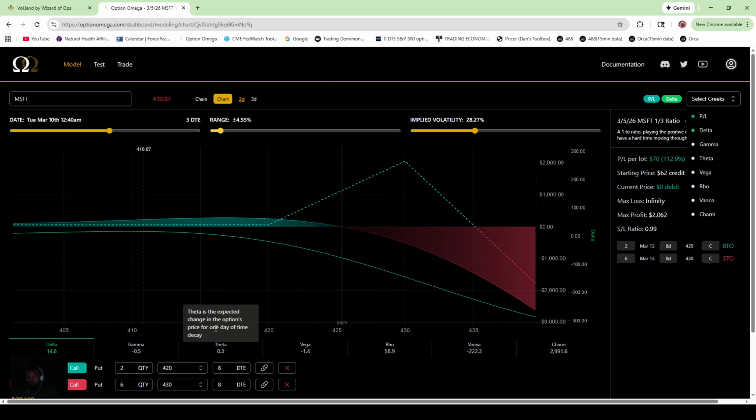So we'll keep an eye on this. I'll make video updates to keep you guys posted about what's going on with it. Anyways, those are the positions. Those are how the Greeks are going to behave with ratio spreads. All right.